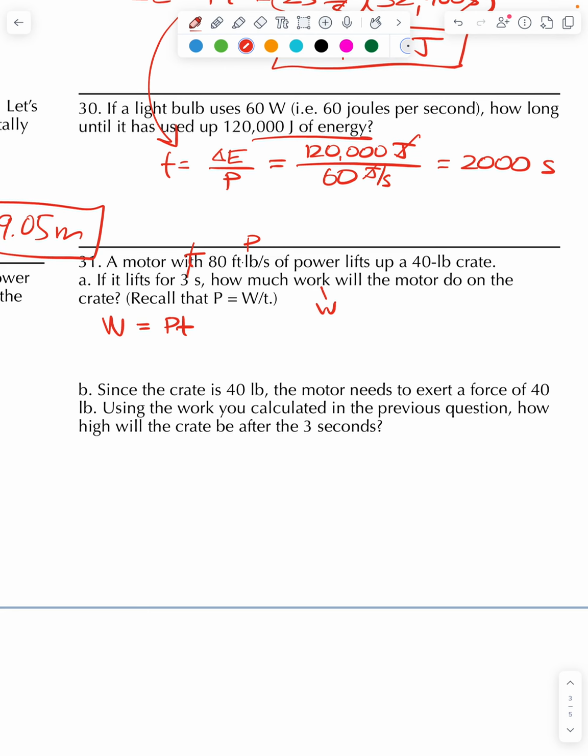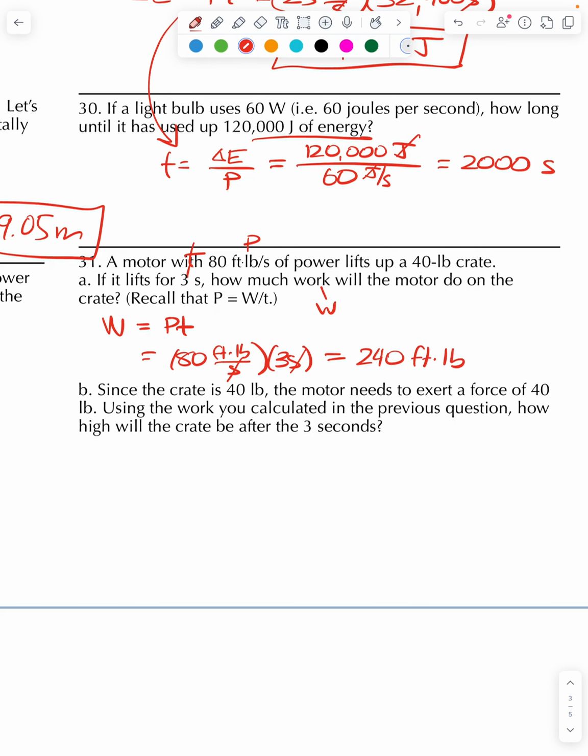So the power, we know, is 80 foot-pounds per second, and we know the time is 3 seconds. So we're going to put in 80 foot-pounds per second. The time is 3 seconds. So seconds cancel, and we're left with 240 foot-pounds of work.